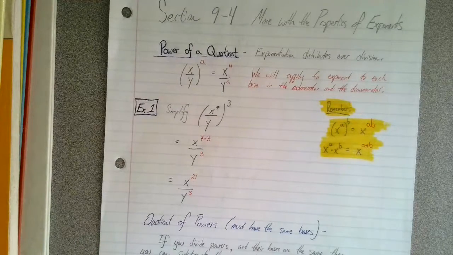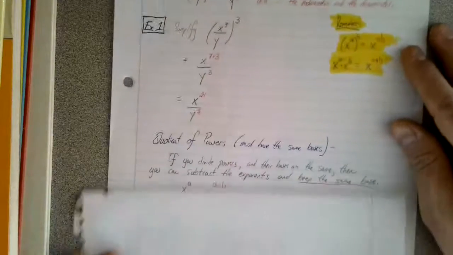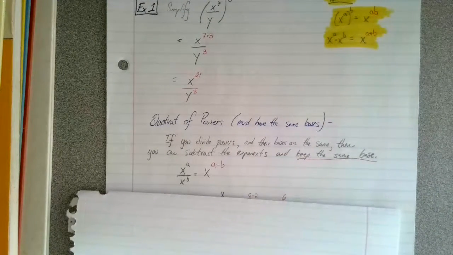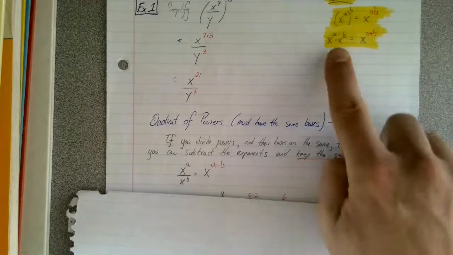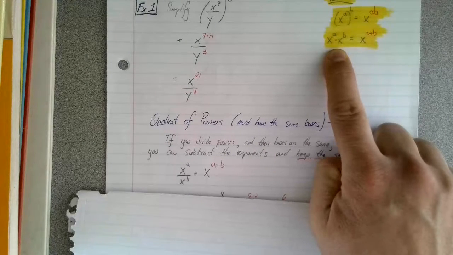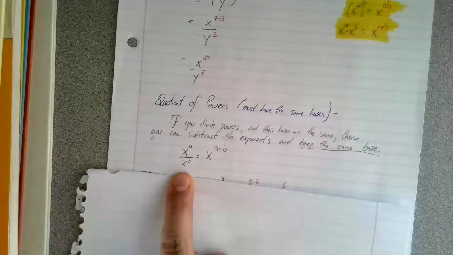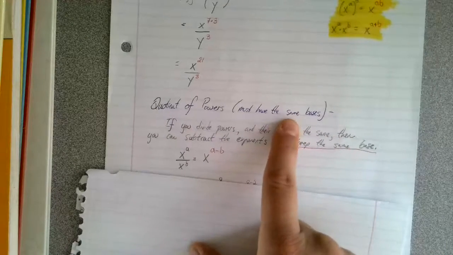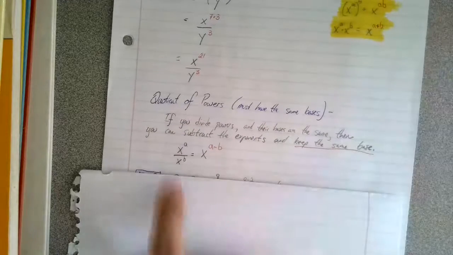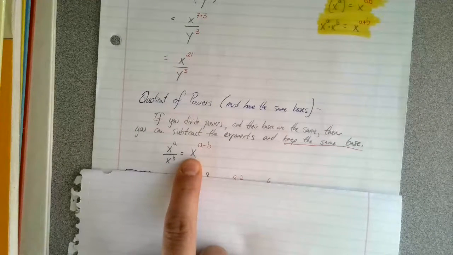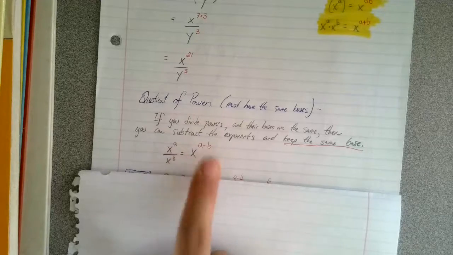The next property that we're going to encounter is called quotient of powers, meaning we're dividing these powers. And just like the product of powers, where we needed to have the same base, that holds true here. So for the quotient of powers, we need to make sure that we're dealing with powers that have the same base. So if you divide powers with the same base, you may subtract the exponents and keep the base the same. The base is not going to change. What will change is the exponent.